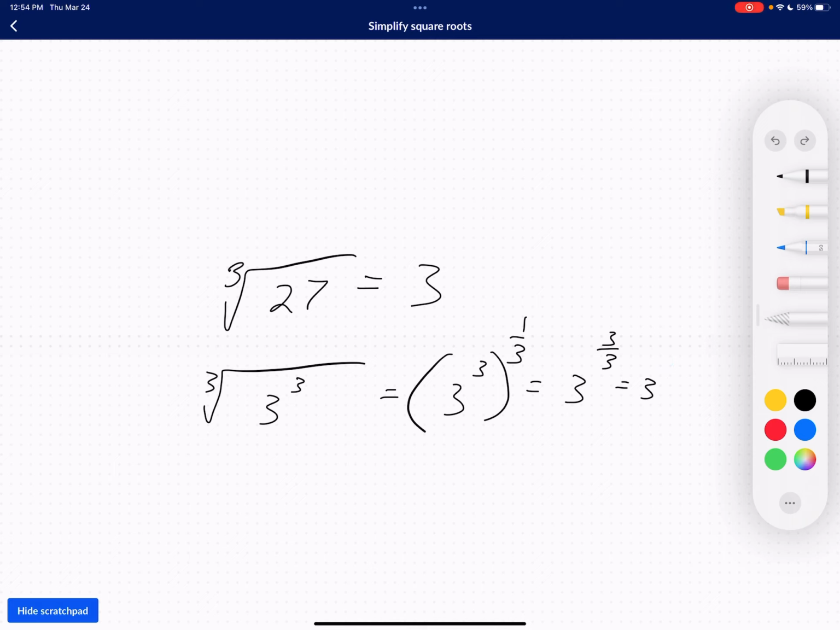I want to point out, you don't have to do it that way. You can also just instead cancel the power this way. Realize that this index always divides your exponent.